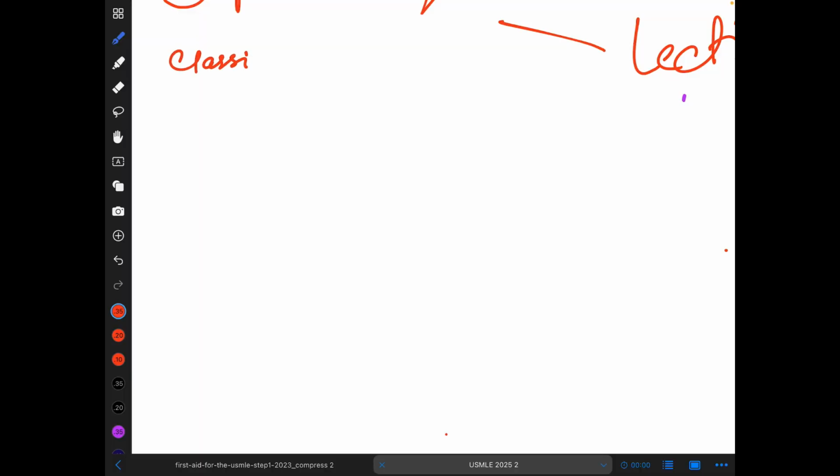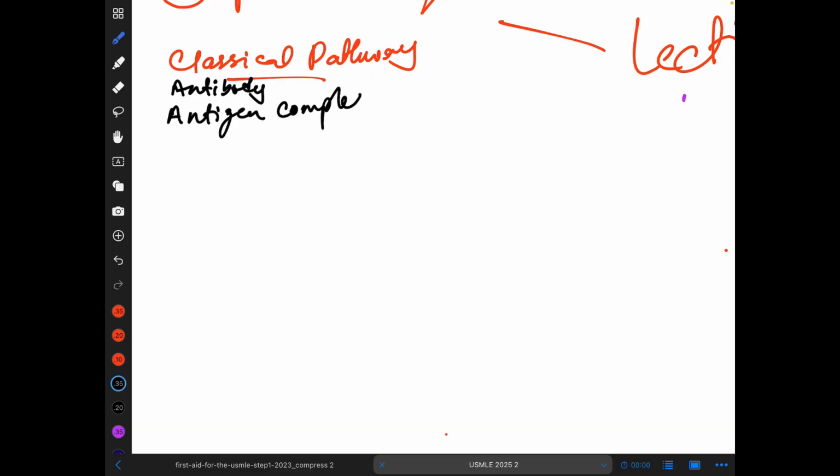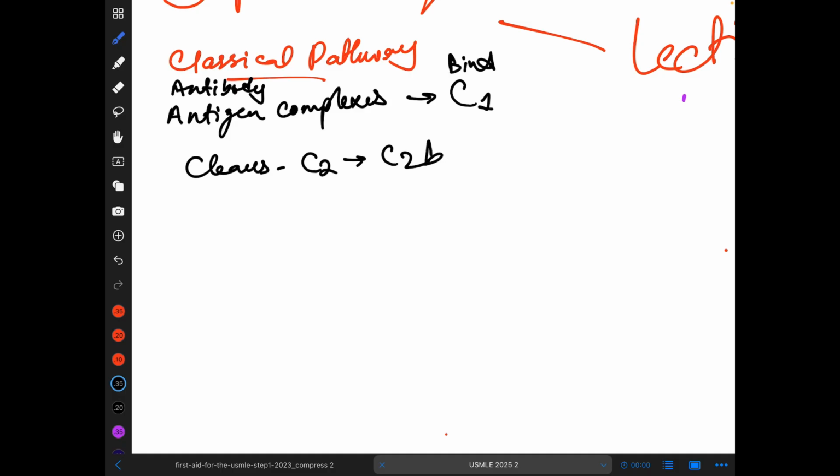The classical pathway is the classical pathway for the conversion of C3. What is happening? They will use antibody-antigen complexes, and they will bind with C1. After binding C1, they will cleave C2 into C2b and C4 into C4b, and the same thing will happen.